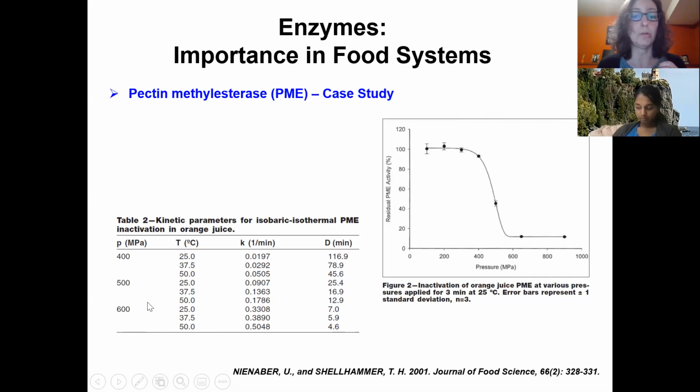So they found that a combination of 650 degrees gets you really good inactivation, but even 25 degrees gets you very significant inactivation compared to here, for example, 117 minutes to 7 minutes. That's a great reduction at the same temperature.